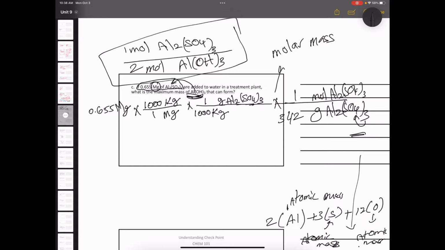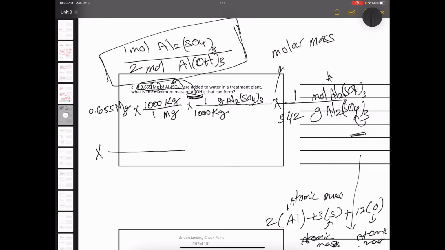So you add all those up together, you will get the molar mass for the aluminum sulfate, which is 342. Okay, so now what I have up to this step, I have the moles of aluminum phosphate. Now I need to convert the moles of aluminum phosphate using this relationship right here into moles of aluminum hydroxide. So I'm going to multiply that by that conversion factor.